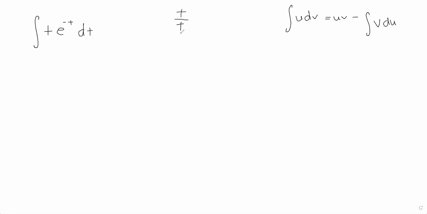So the derivative of t is 1. The derivative of 1 is 0. I don't know why I put that line through the 0 sometimes. No good reason for that.